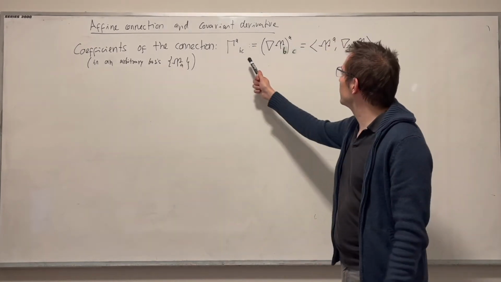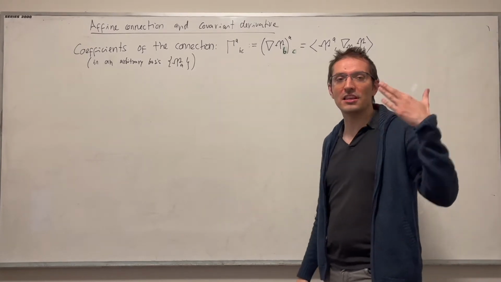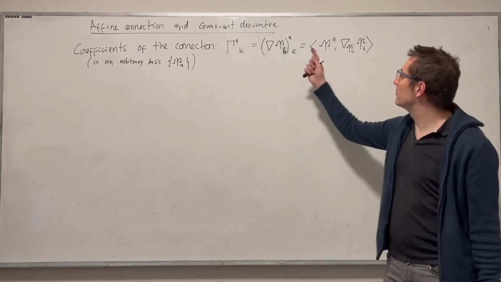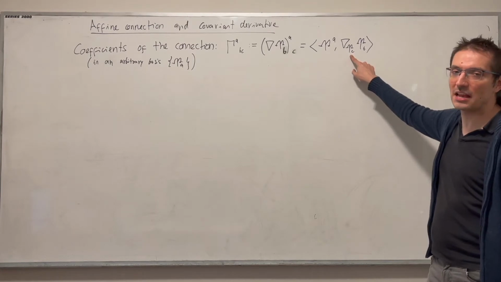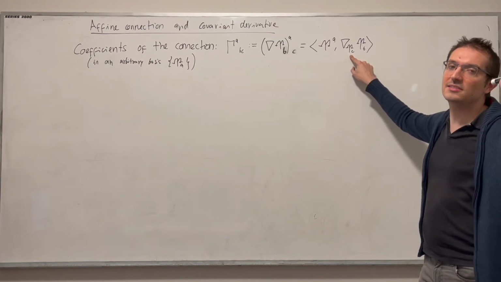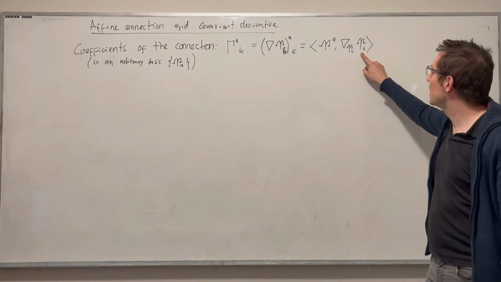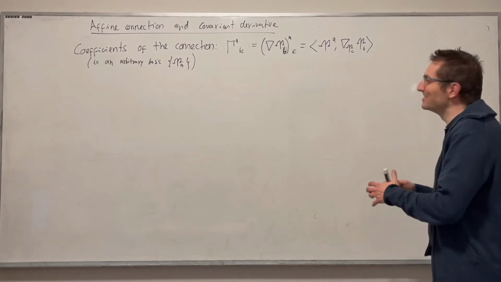So the coefficient of the connection basically tells you how the covariant derivative acts on the elements of the basis in all possible directions. The coefficients of the connection tell you the value of the directional derivative in the direction of the cth element of the basis, of the bth element of the basis, and the component A in that basis, you see? So it tells you all the directions.